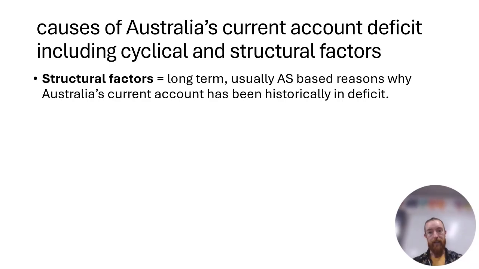Then we've got structural factors. These are long-term, usually aggregate supply-based reasons why Australia's current account has historically been in deficit. There's two main ones here. There's one that I mainly say to use now, but there's two, and we'll go through them in opposite order of what I recommend.